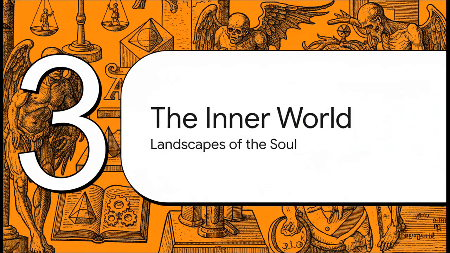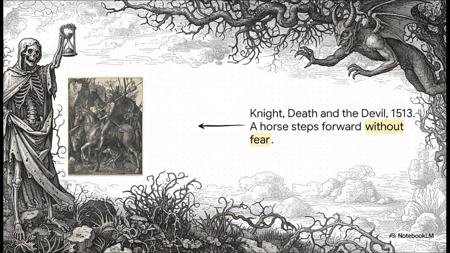But Dürer's universe didn't stop with the physical or even the ideal. He turned his line inward to map the landscapes of the human soul. We're talking about our morality, our intellect, and our deepest, darkest fears. Okay, here we have Night, Death, and the Devil, another one of his master engravings. The Christian knight is riding forward, his armor is catching the light, and his gaze is fixed on some destination that we can't even see.